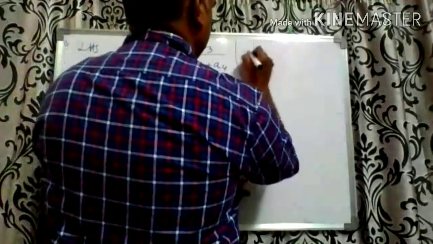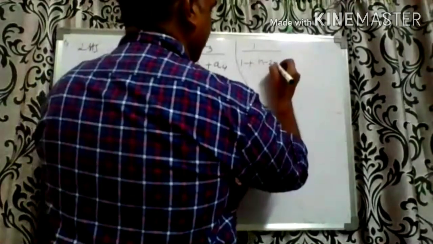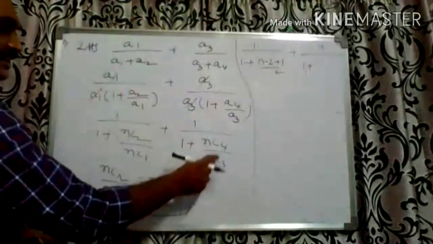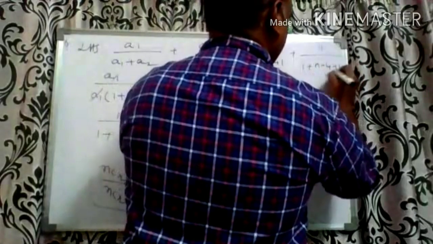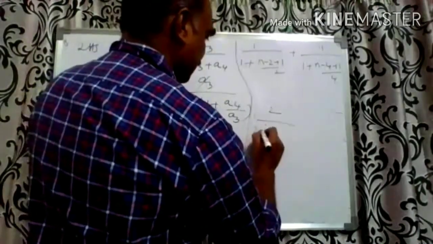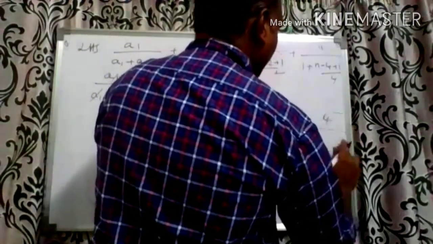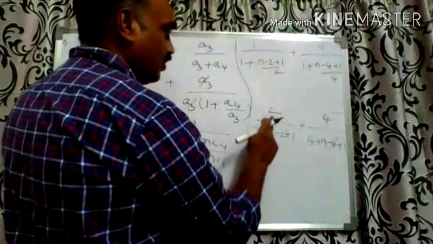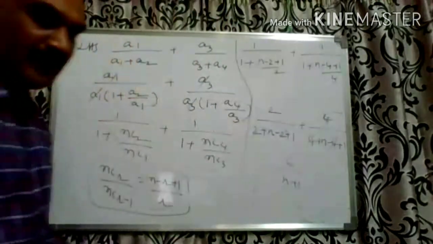1 by 1 plus NCR by NCR minus 1, (N minus R plus 1) by R, N minus 2 plus 1 by 2 plus 1 by 1 plus NCR by NCR minus 1, here R is equal to 4, (N minus 4 plus 1) by 4, LCM 2 by 2 plus N minus 2 plus 1 plus 4 by 4 plus N minus 4 plus 1 plus 4 minus 4 get cancelled, plus 2 minus 2 get cancelled, 2 by N plus 1 plus 4 by N plus 1, 6 by N plus 1. So LHS is equal to 6 by N plus 1.